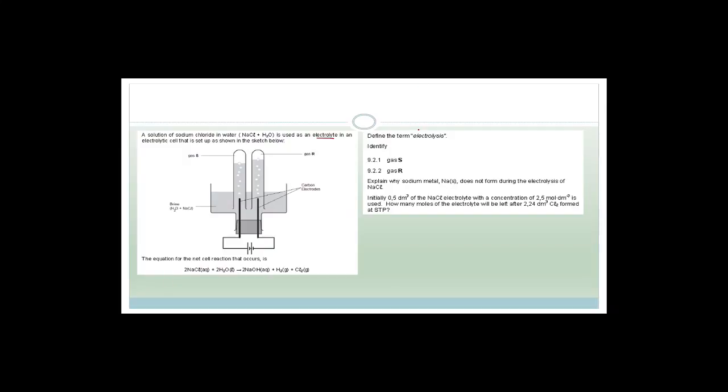First of all, they say define the term electrolysis. And the most important thing that you need to include when you're defining electrolysis is that electrolysis occurs due to the transfer of electricity through free ions. If you don't include the phrase free ions when you're talking about the transfer of electricity, you're going to get it wrong, because the only way electrolysis works is through the use of free ions.